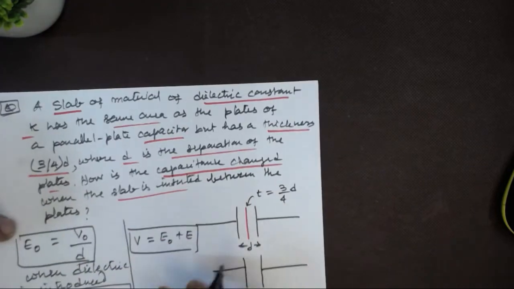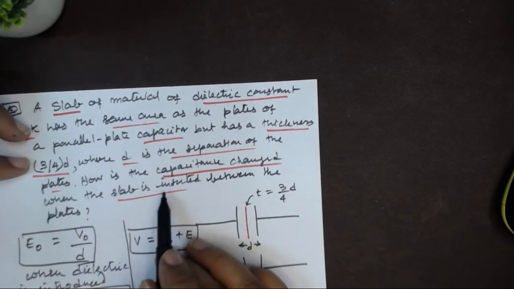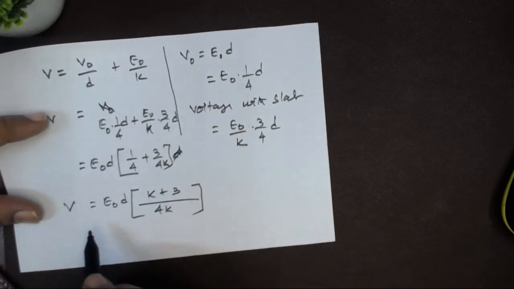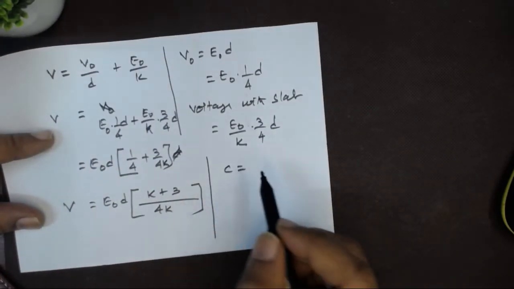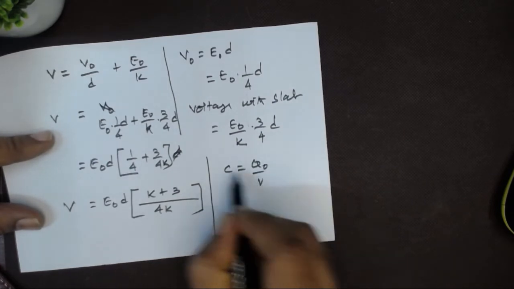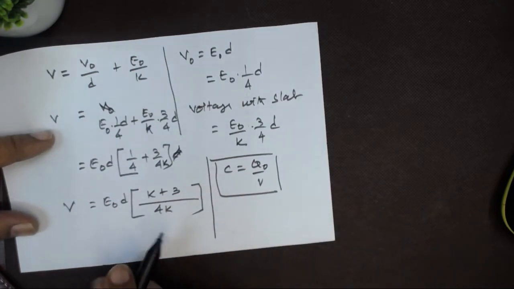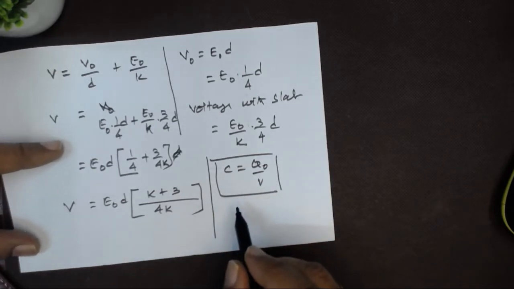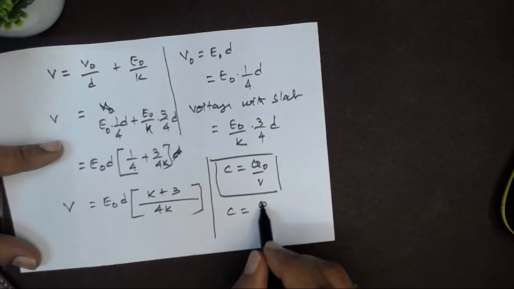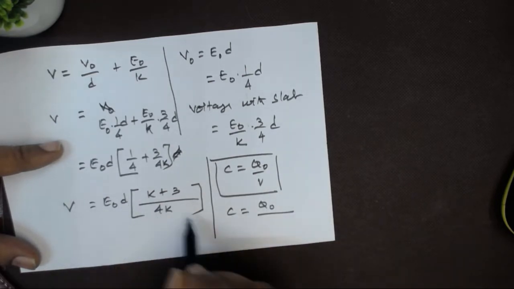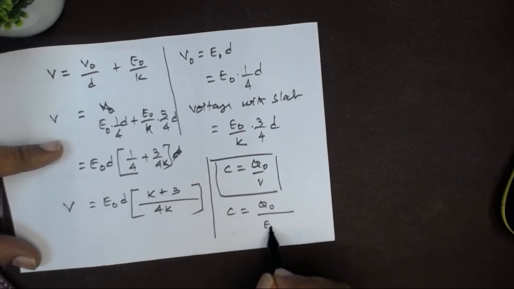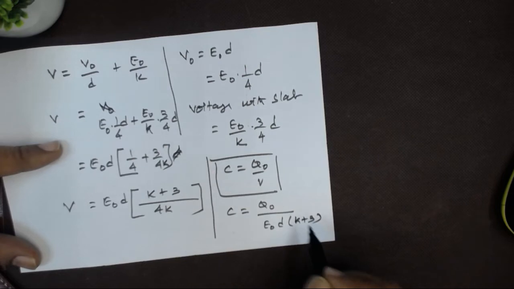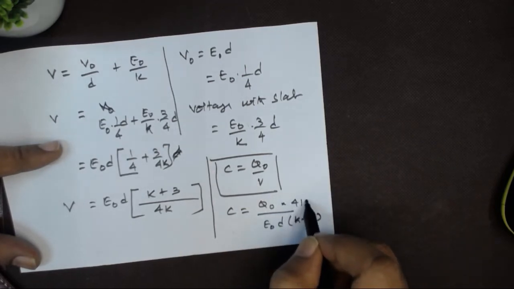Now, what is asked here? How is the capacitance changed when the slab is inserted between the plates? We are going to talk about the capacitance. We know capacitance is given by the equation C is equal to Q naught by V. So this is the formula for capacitance. Okay. So in this case, instead of V, we can include this. Therefore, C is equal to Q naught divided by, instead of V, you can write this one, that is E naught into D, and this is reciprocated, K plus 3, and here reciprocated as 4K. Is it clear?